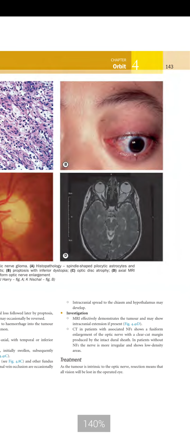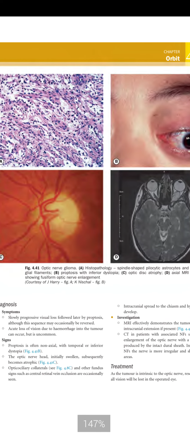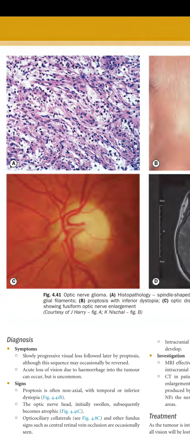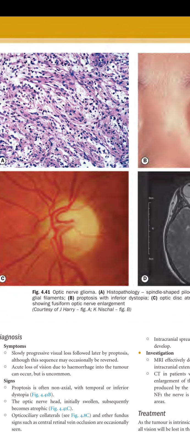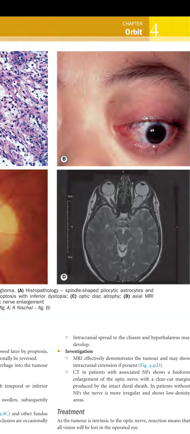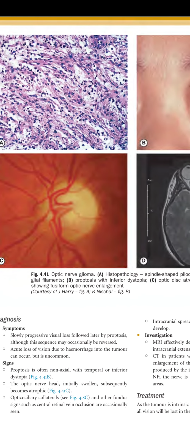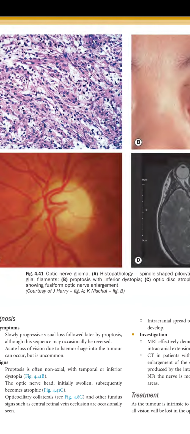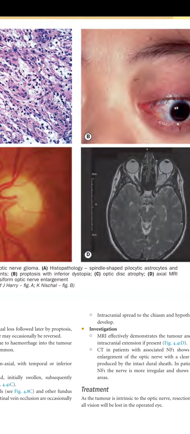So this is the tumor. It is an optic nerve glioma. A is showing histopathology, showing us the spindle-shaped cells, astrocytes and glial filaments. B is showing proptosis with inferior dystopia. C is showing the optic disc atrophy, and D is showing axial MRI showing fusiform enlargement of the optic nerve.